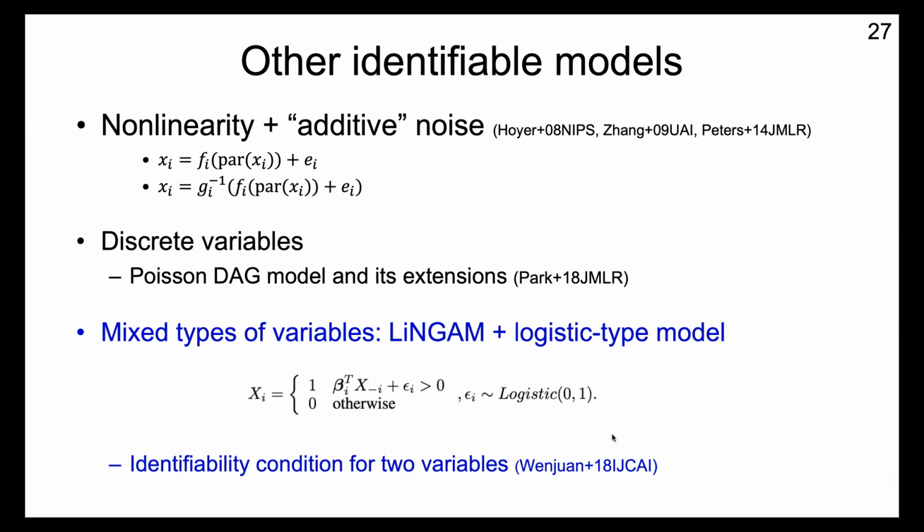This paper showed the identifiability of the two variable cases, but I guess that the multivariate cases are also identifiable. It can be shown to be identifiable, I guess.